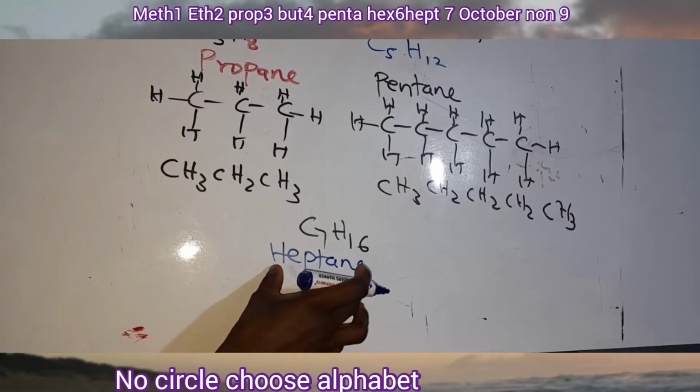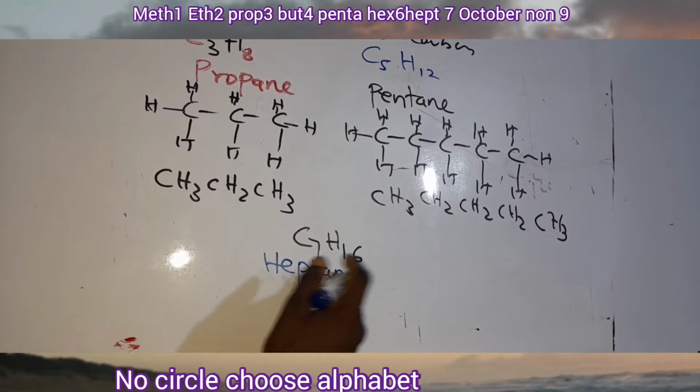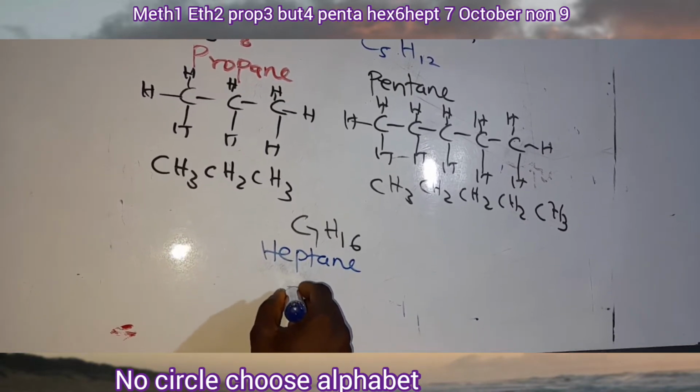If they say write this one in the open structure, how will I put this in the open structure? We know the C is how many? C is 7.